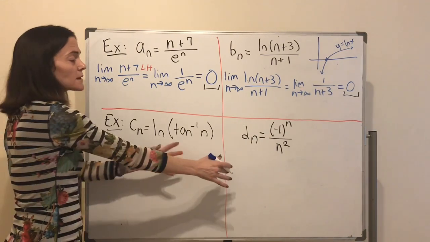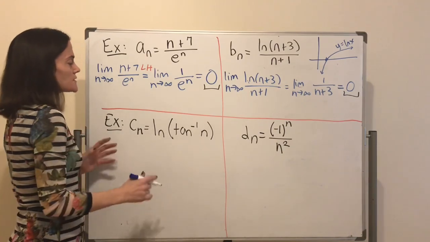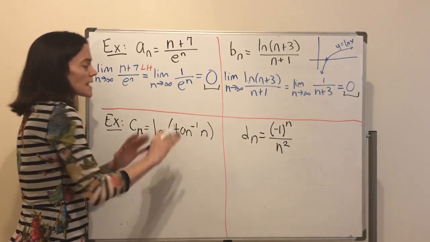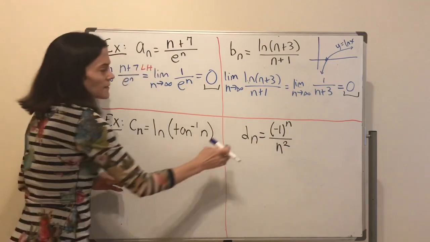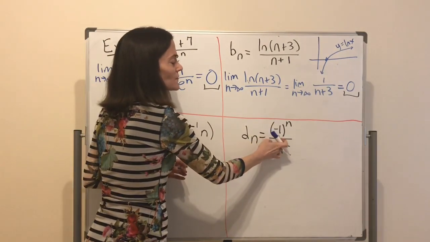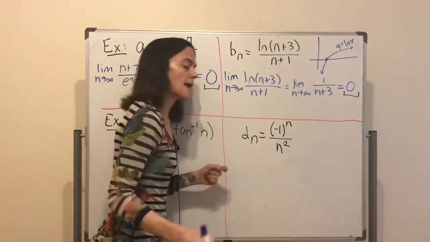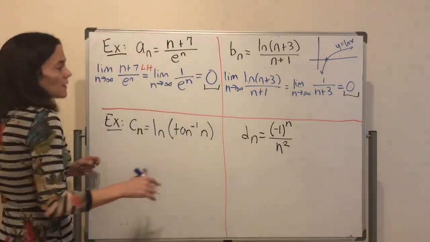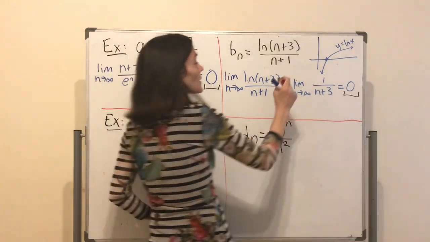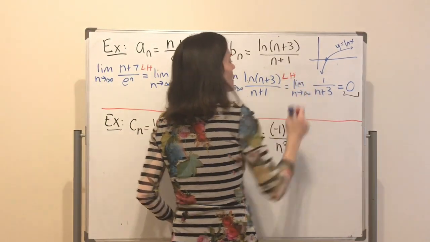These 2 are not L'Hopital, because, for example, this is just the natural log of something. And here, the numerator is not going to infinity. In fact, the numerator is not a differentiable function. It's just minus 1 to the n. It's bouncing back and forth. Oh, let me put my L'Hopital here. This one I use L'Hopital.